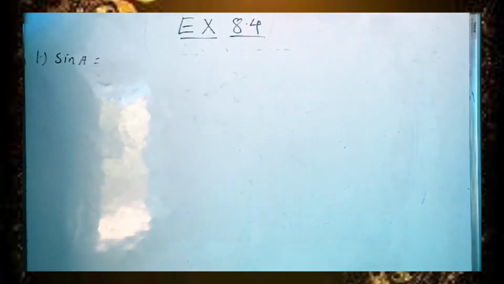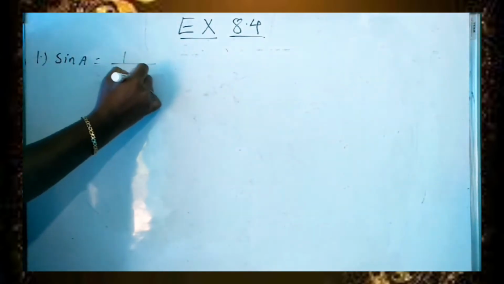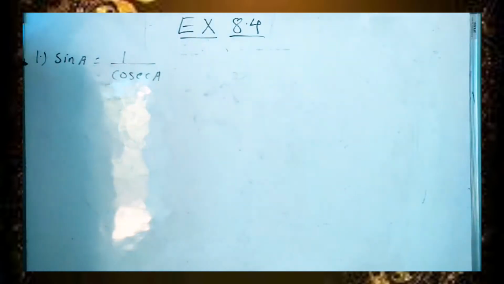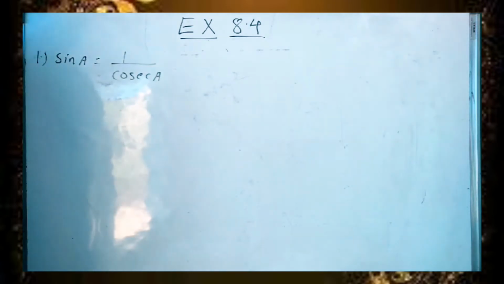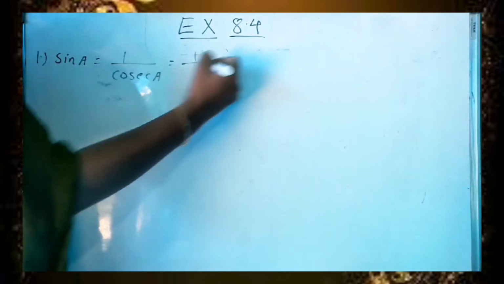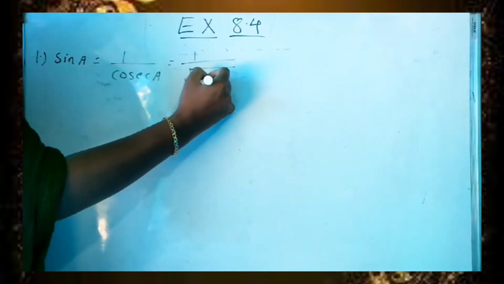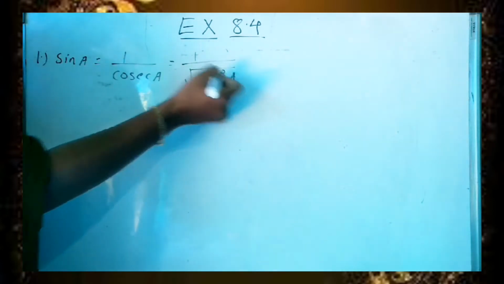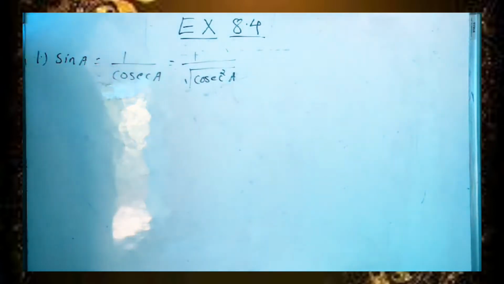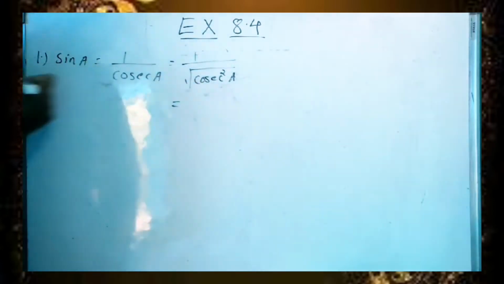That sin A we can write as 1 by cosec A. Cosec is the reciprocal of sine, and sine is also the reciprocal of cosec. This we can write as 1 by square root of cosec square A. Square and square root get cancelled, and we will have cosec A itself.